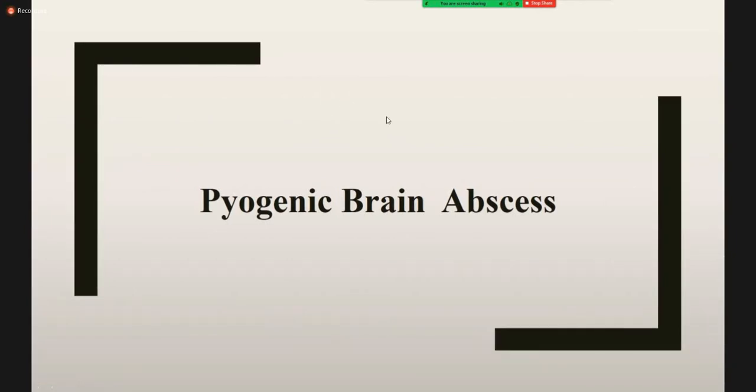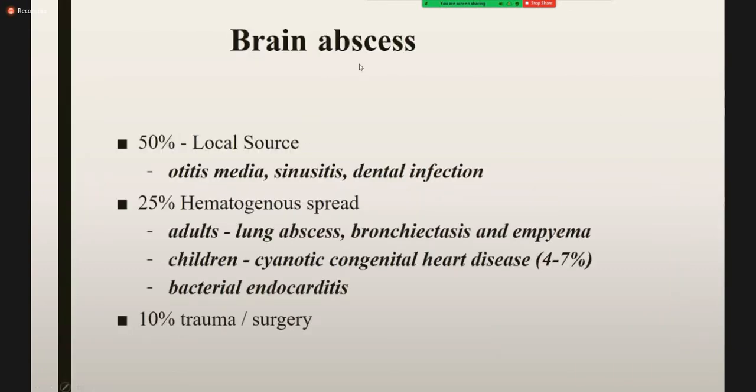Now we have discussed tuberculous brain abscesses. Another type of brain abscess is the pyogenic brain abscess. These are abscesses which can present as chronic disease, and they are categorized in the chronic brain infections, focal brain infections. So, the sources from where the pathogen arises.